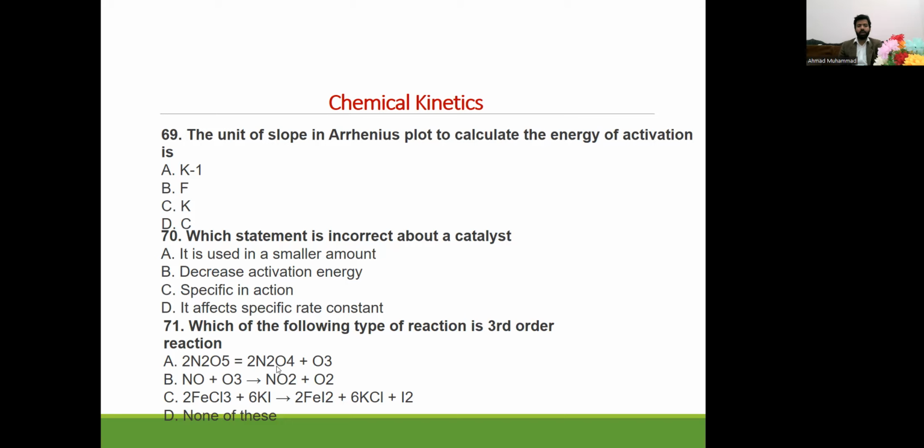A is N2O5 going to N2O4 plus O3, B is NO plus O3 going to NO2 plus O3, and C is FeCl3 plus KI going to FeI2 plus 6KCl plus I2, and D is none of the above. So you can see these three reactions. Actually, the third order reaction is FeCl3 plus KI going to FeI2 plus KCl plus I2.